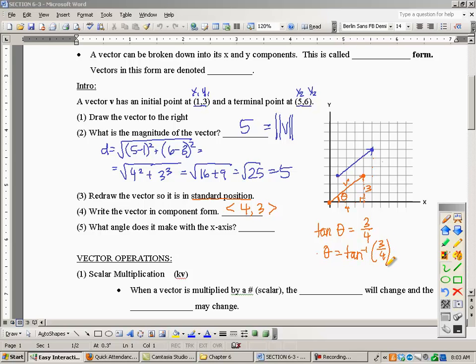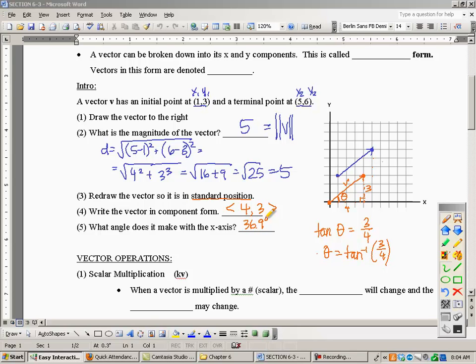And so I stick this in my calculator. Please make sure you're in degree mode so that we get a degree answer. And if we round to the nearest tenth, we get about 36.9 degrees. Okay, and so the angle that that vector makes with the x-axis is about 36.9 degrees. And so we wanted to show you at least how to write component form. And again, component form is just how do you move right or left, and then how do you move up and down to get from initial to terminal side.